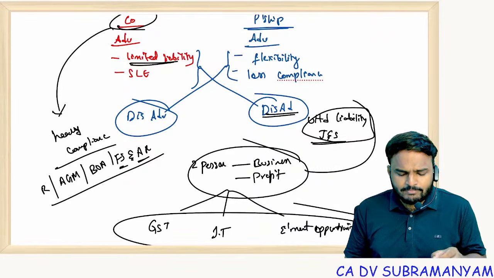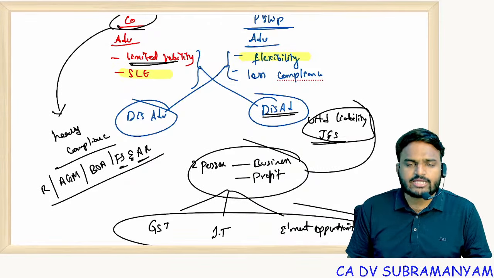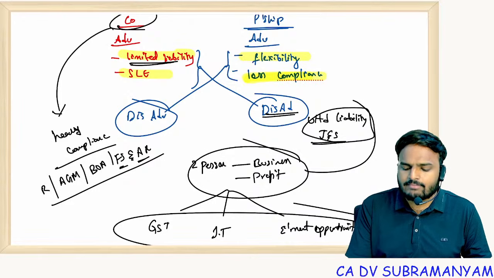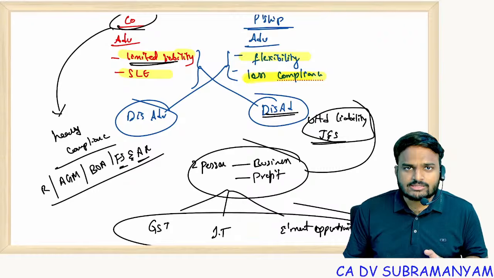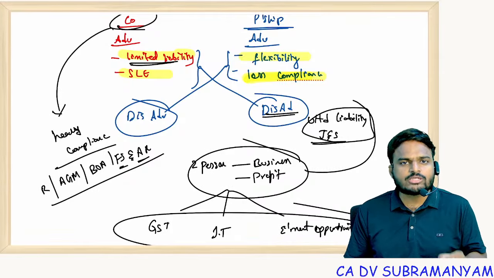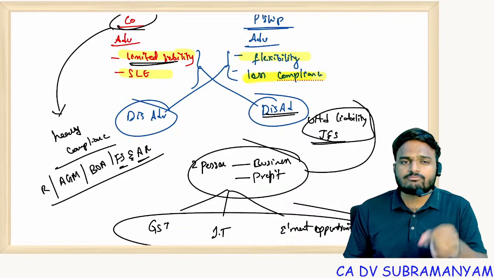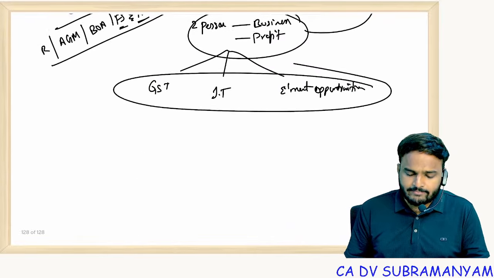So LLP will have a separate legal entity character with flexibility in the management. Partners will have the limited liability concept with less compliance. And remember, not all partners' liability is limited. The partner who is responsible for fraud, and the partner who is responsible for non-compliance of the LLP Act 2008, these two partners' liability will be unlimited. Getting my point?